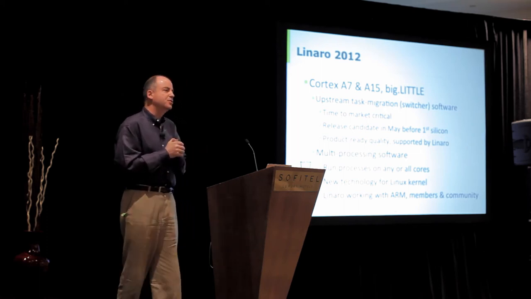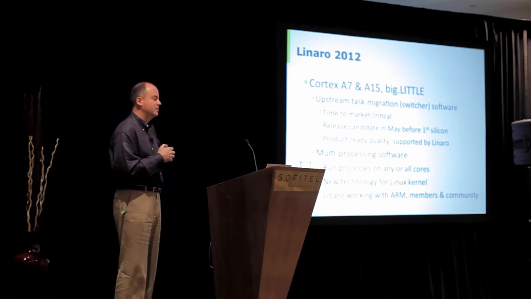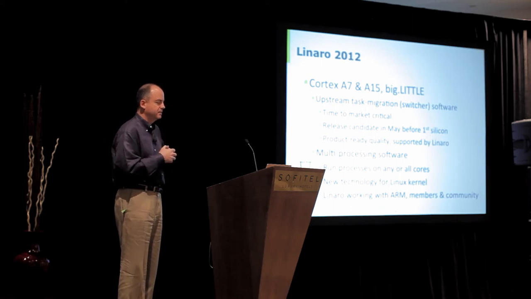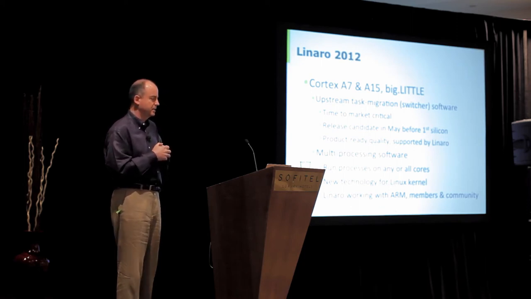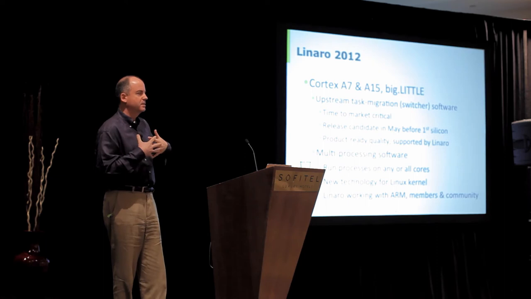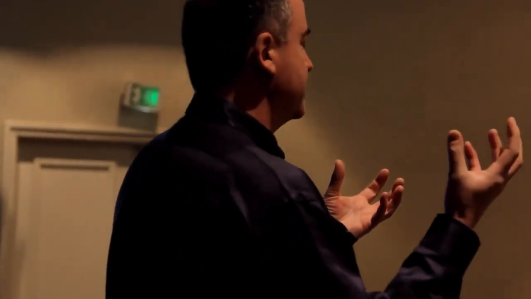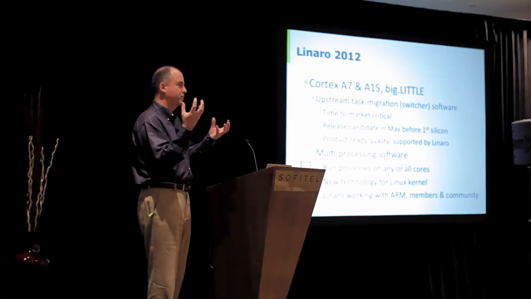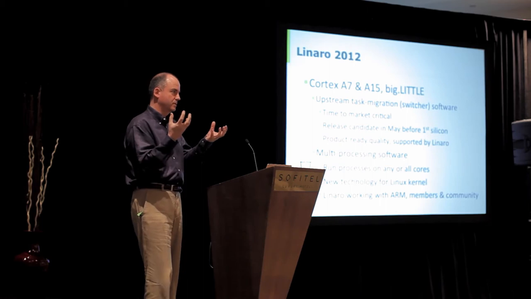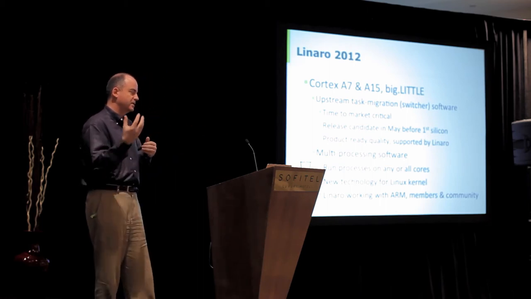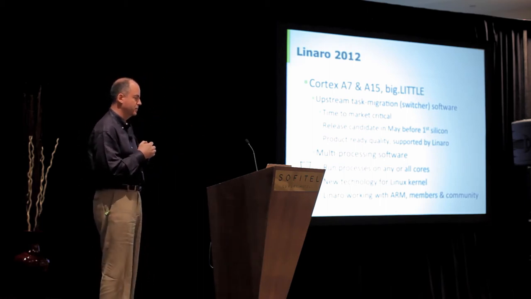But there are two basic modes of operation that ARM has suggested for the big.LITTLE architecture. The first is where there's what used to be called a switcher and is now called task migration software, which is where the operating system really doesn't have to be modified. You just have a very small piece of software that switches the operating system from running on the high performance cores to running on the low performance cores, and vice versa. So you save power by running on the low performance cores.